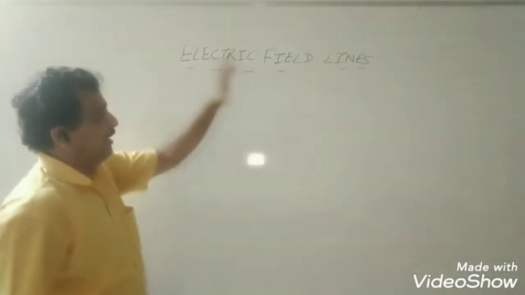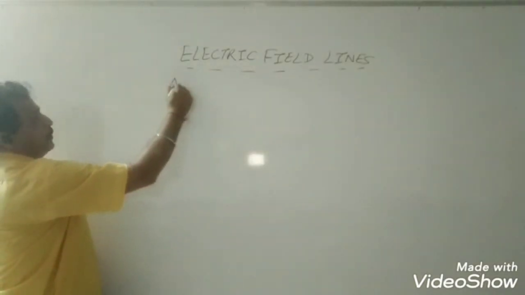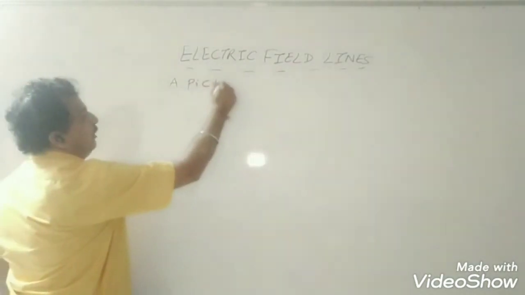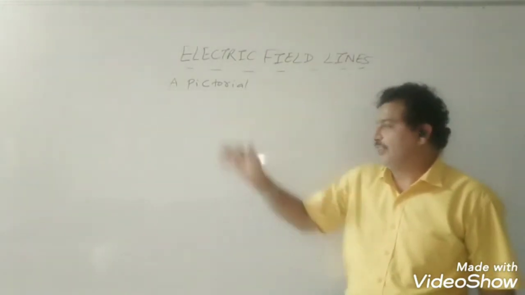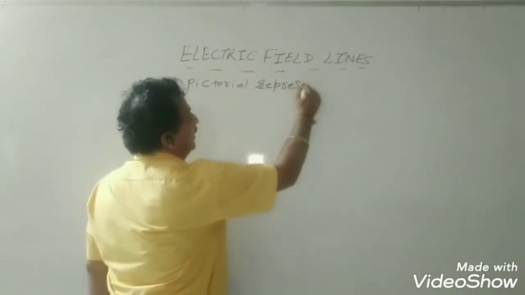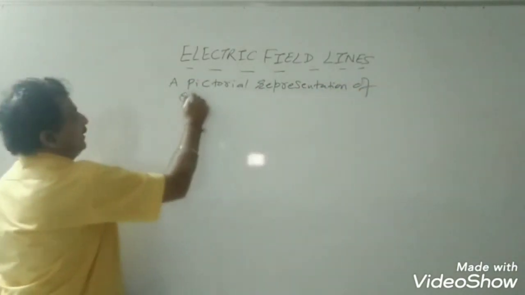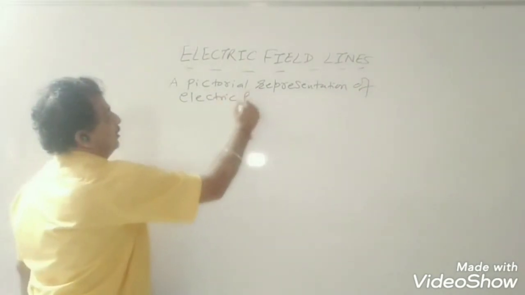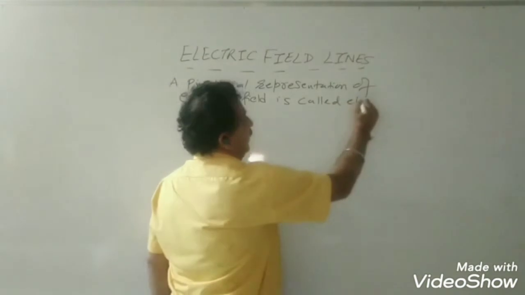Now what does this electric field lines mean? This is a simple definition. We will move to a more complex definition after studying the concept. First is a simple definition: a pictorial representation of electric field is called electric field lines.